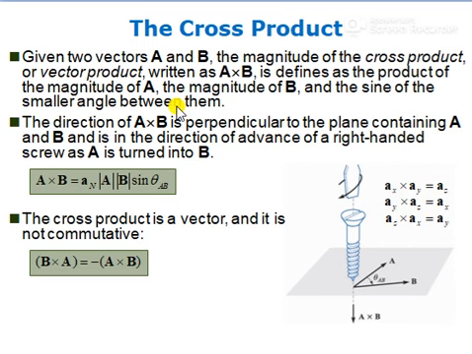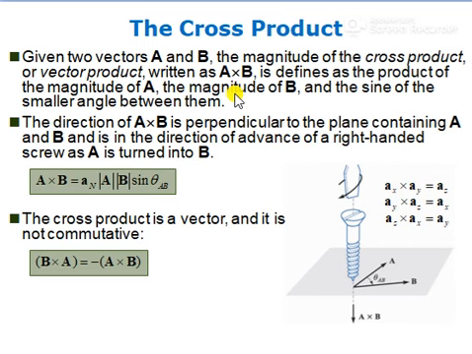So the magnitude of the cross product, or vector product, is written as a cross b. Previously it was a dot b. But for any plane there are two perpendicular directions, upward and downward. To avoid the confusion, the direction of the cross product is along the perpendicular direction to the plane, in the direction of advancement of a right-handed screw.